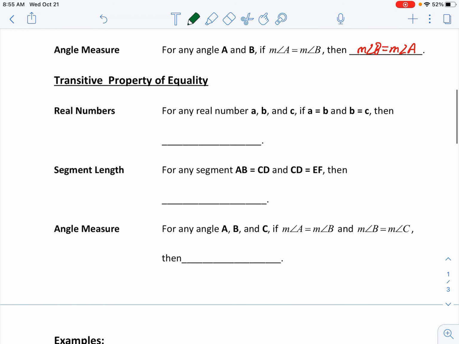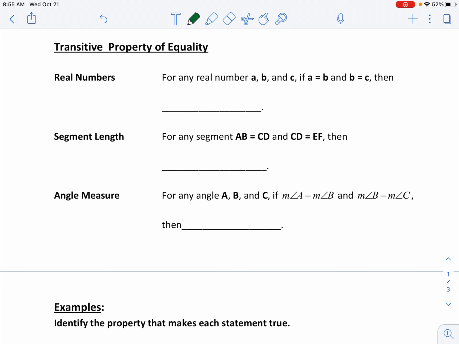Going down to transitive. Transitive uses 3 different real numbers, A, B, and C. If A equals B, and we also know B equals C, then I can conclude that A equals C. I always talk about shoes when I talk about this one. If I have the same shoes as Mr. Ballinger, and Mr. Ballinger has the same shoes as Mr. McElroy, then I can deduce that me and Mr. McElroy have the same shoes. It works the same with numbers here. If A is the same as B, and B is the same as C, then I can say A and C are the same. And the same with looking here.